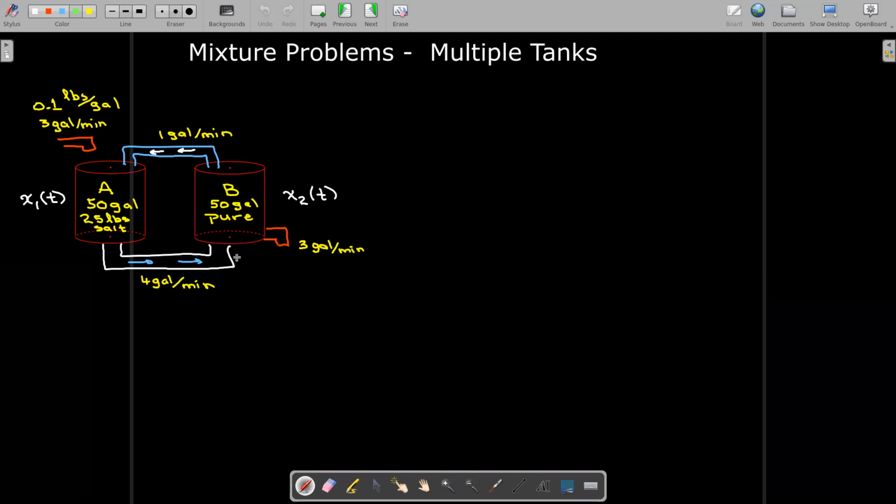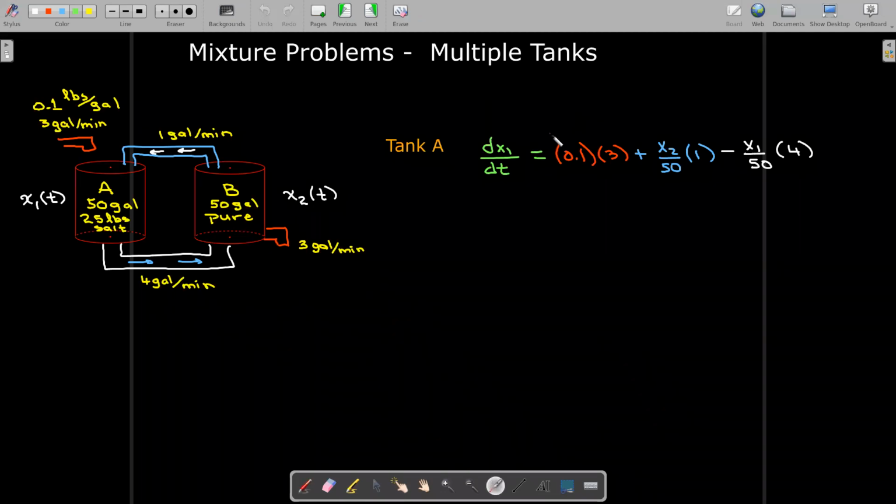So let's see how we could set up a system of differential equations. We're not going to try to solve any of these. We don't have the tools yet, so we'll certainly come back to these when we know how to solve these systems of equations. In tank A, the idea is we want the rate of the salt entering, and then we subtract off the rate of the salt leaving.